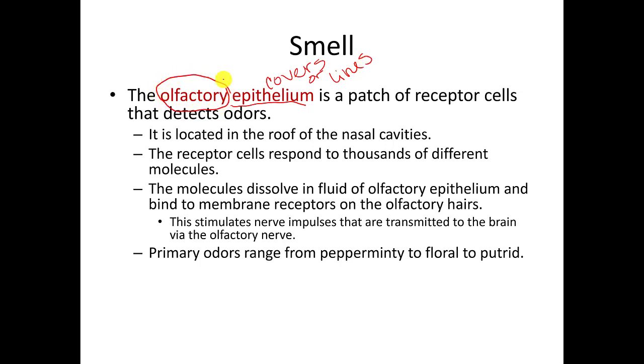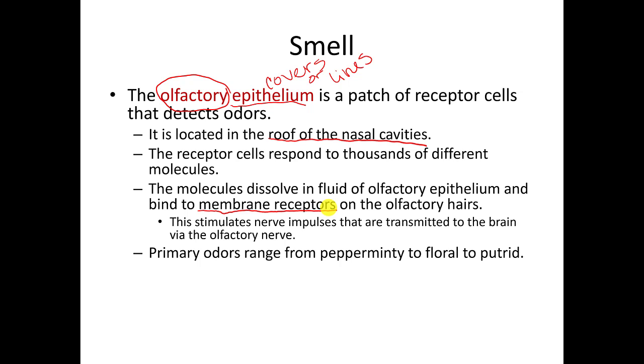This is actually where that cranial nerve number 1 and those little nerve roots come down in and penetrate into that epithelium. This is found on the roof of the nasal cavity. And the receptor cells that we find in that olfactory epithelium can respond to thousands of different molecules. And how they're responding to those is the chemicals in the air that you breathe in actually dissolve in the liquid. They dissolve in that mucus, and they bind to the membrane receptors on the olfactory hairs. And this is going to stimulate some nerve impulses that then get transmitted to the brain via the olfactory nerve, and the brain processes those.